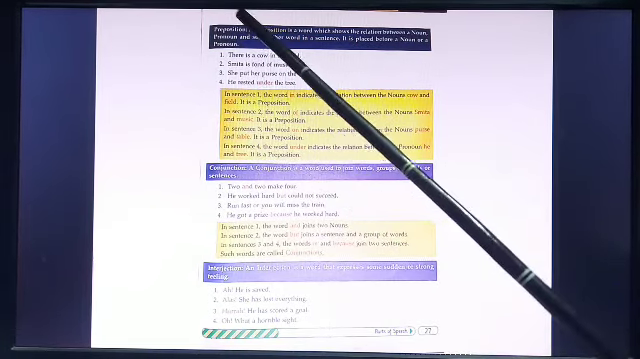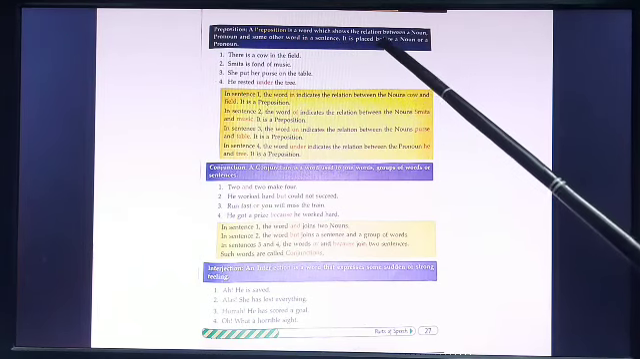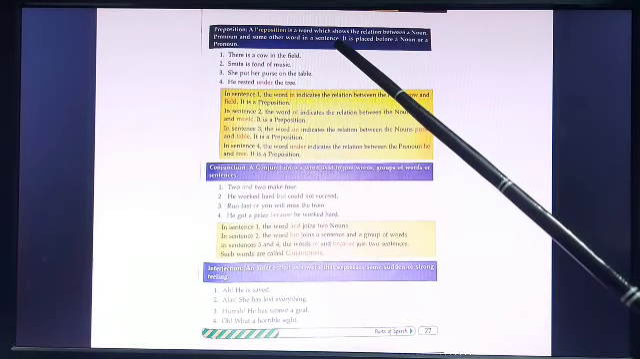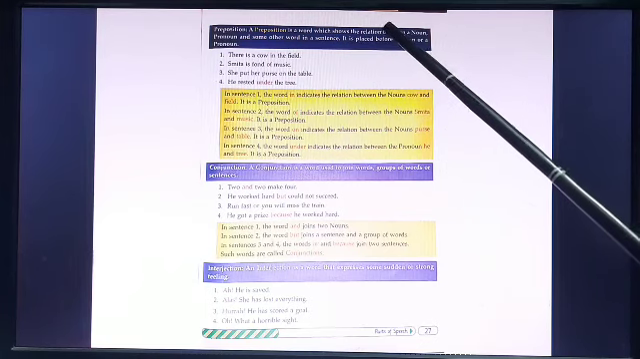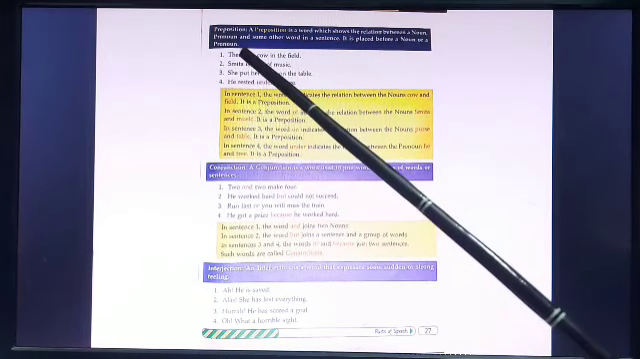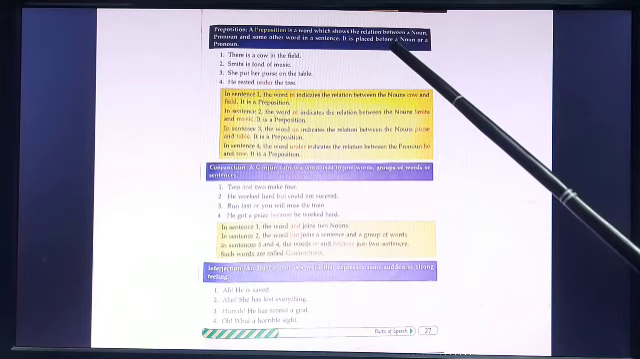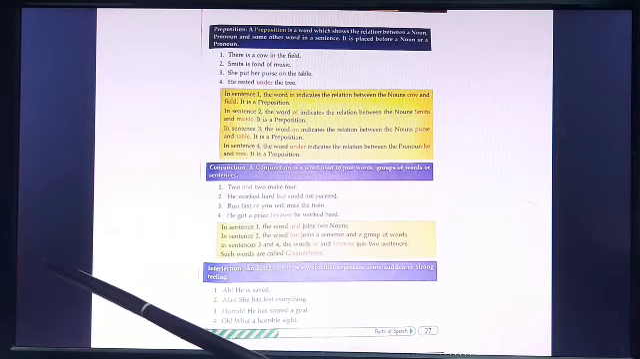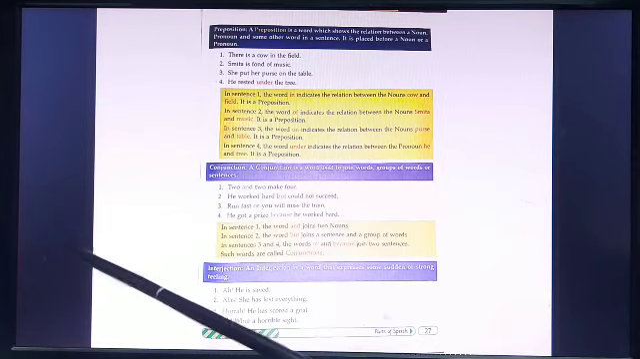Okay, so a preposition is a word which shows the relation between a noun, pronoun and some other word in the sentence. It is placed before a noun or a pronoun. It basically gives you the information about the place, about the position.